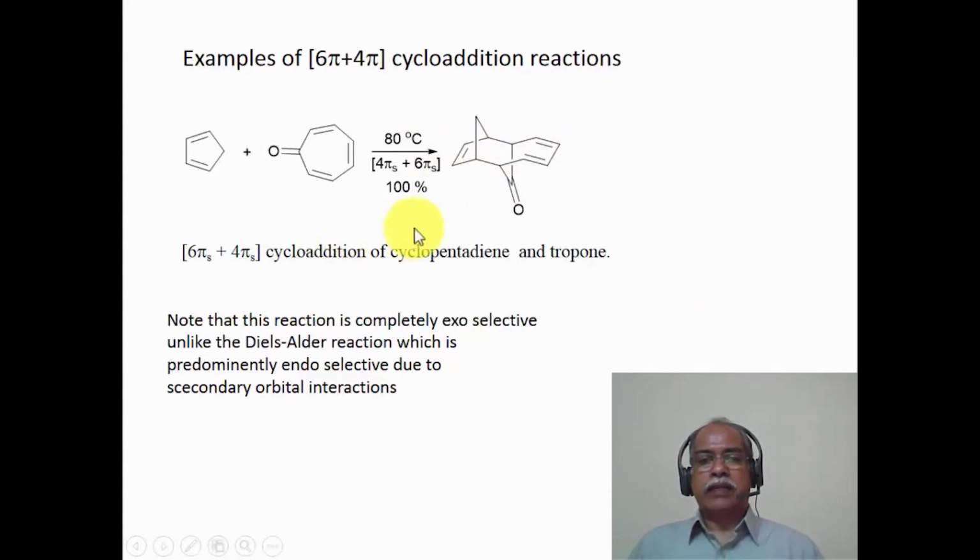Please note that this reaction is completely exo selective, in the sense the pi system is exo to the bridging methylene unit. In other words, this carbonyl pi system is endo to the bridging pi unit. This is unlike the Diels-Alder reaction, which predominantly undergoes endo selective reaction because of the secondary orbital interaction. Here the secondary orbital interactions are unfavorable to form the endo adduct, therefore it forms the exo adduct, which is explained in the next slide.